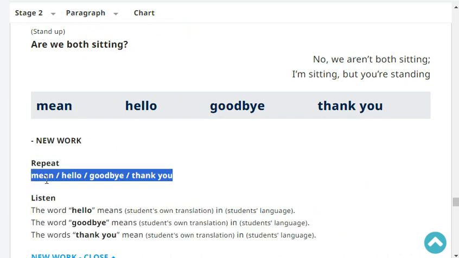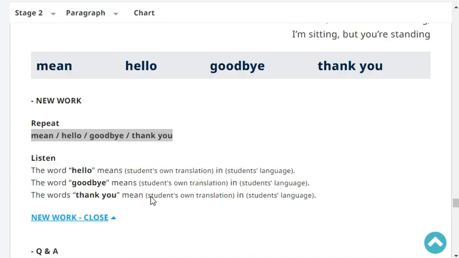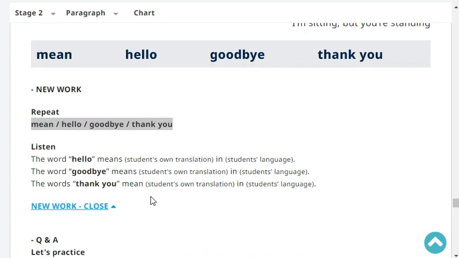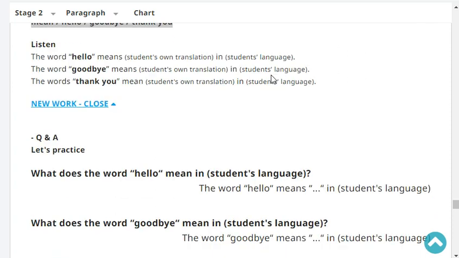Okay, next, mean. Hello, goodbye, thank you. Very good. Okay, listen. The word hello means konnichiwa in Japanese, right? The word goodbye means sayonara in Japanese. And the word thank you means arigato in Japanese.